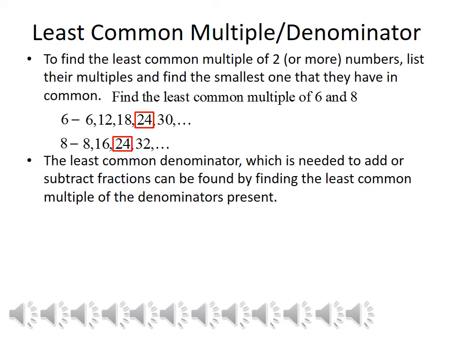The least common multiple is important in finding the least common denominator. The least common denominator is needed to add or subtract fractions and can be found by finding the least common multiple of the denominators present.